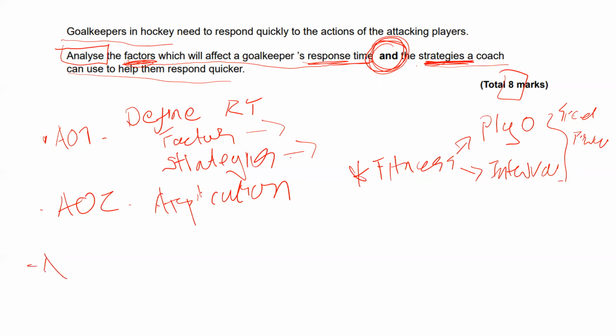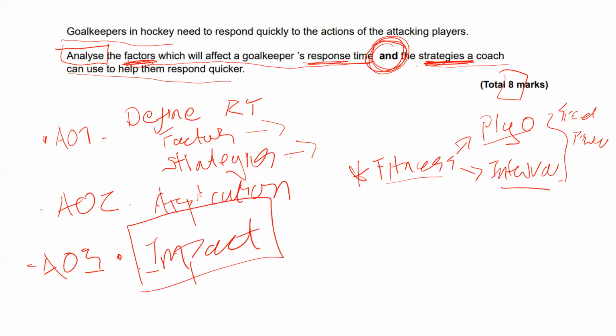The main bulk of the mark then comes in AO3, where you're then going to discuss the impact of these. So I just mentioned there about AO2 for this fitness element is giving examples of how you could use that training. AO3, you want to be talking about the impact that they have. So going into that detail about how plyometric training would improve power, and how power is going to be relevant to improving movement time, and how the reduction in movement time is going to limit the overall response time.